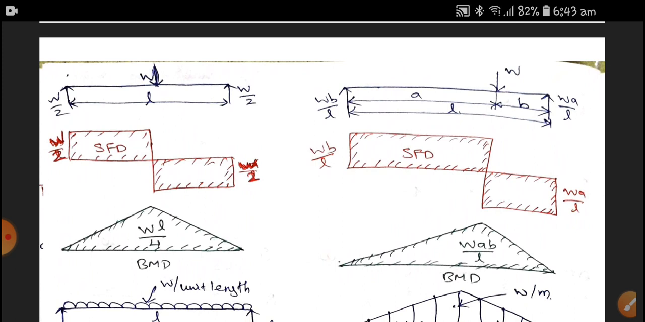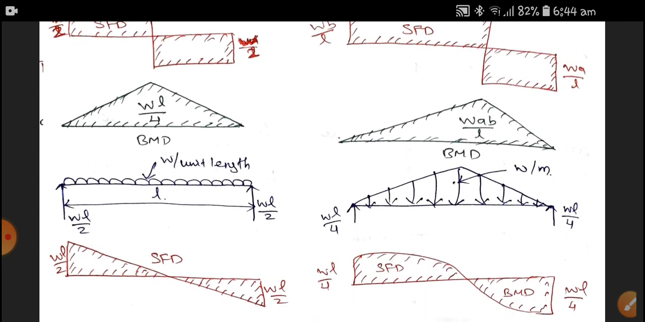Okay, so with this background, I would like to go with the simply supported beam with point load at the center. The shear force diagram has both positive and negative signs. When it is a point load, it is a rectangle in the shear force diagram. And if the shear force diagram is a rectangle, we know that the bending moment diagram is supposed to be a triangle. So the shear force diagram is a rectangle and the bending moment diagram is a triangle.